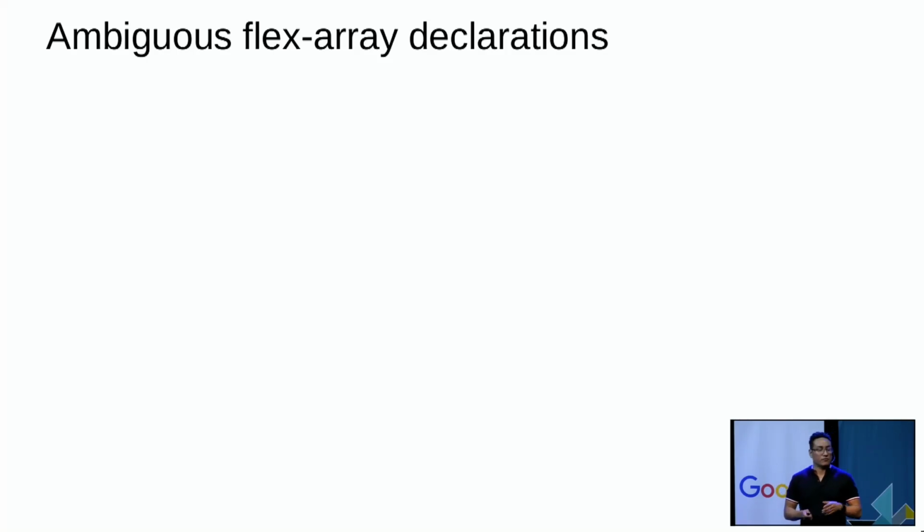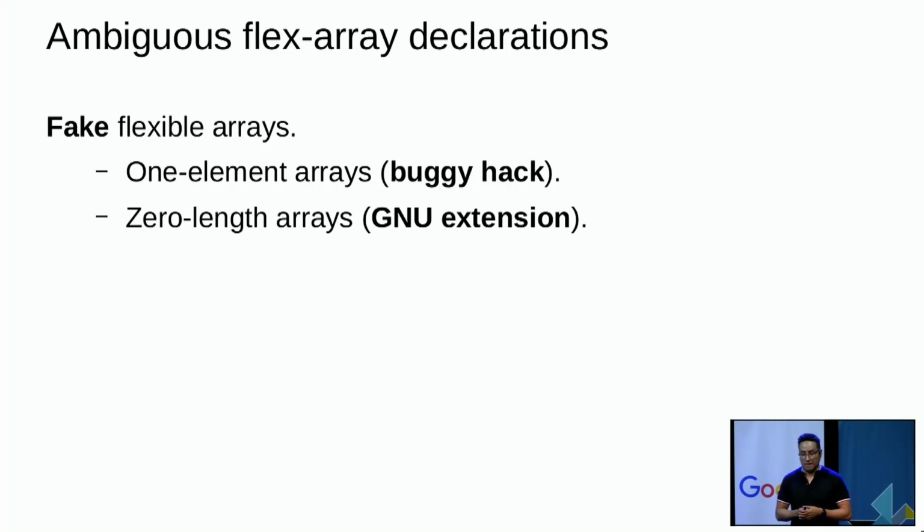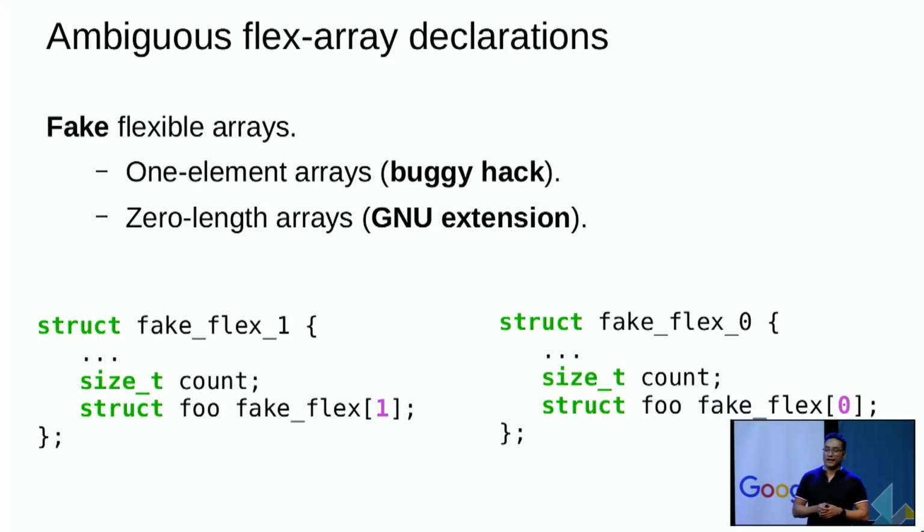Currently, in the kernel, this is a bit of history. We're running into a lot of ambiguous declarations of this type of object. We have basically two different groups of these declarations. One group that we call fake flexible arrays. In this category, we have one-element arrays and zero-length arrays. Here we have an example of those arrays. A one-element array is merely an array that is defined at the end of the structure with just one element. In a zero-length array, its size is going to be 0, right?